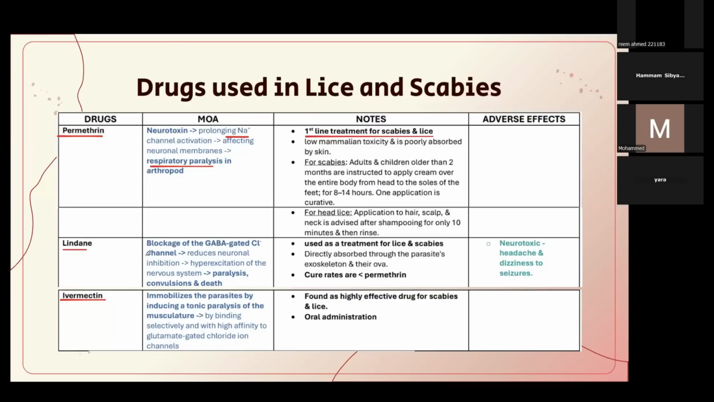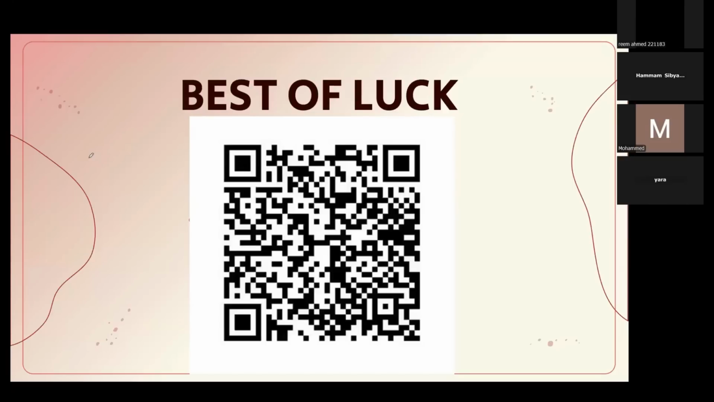Now, we have other ones that can be used as well in case we can't use permethrin for any reason, such as lindane, and then we have ivermectin. And ivermectin is also very effective, but however, it's an oral medication, so we give it if this doesn't work, okay? Now, with that, I am done with the crash course for MSI. Are there any questions in total?